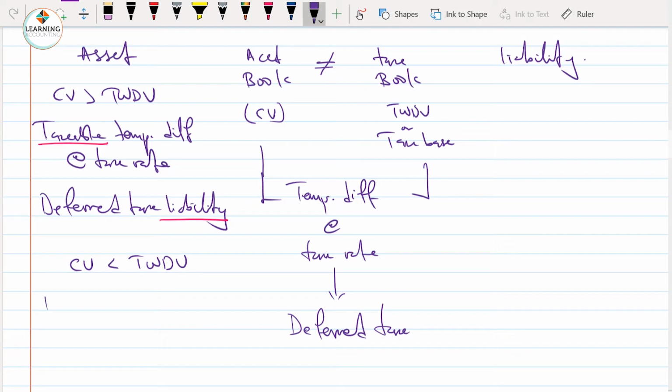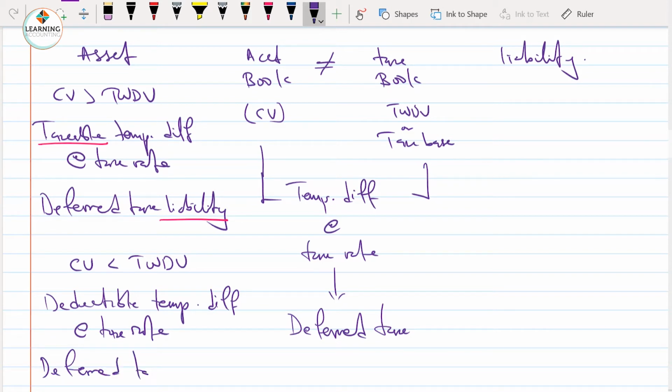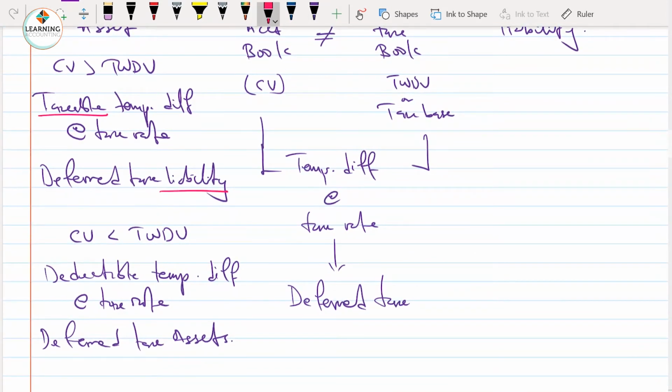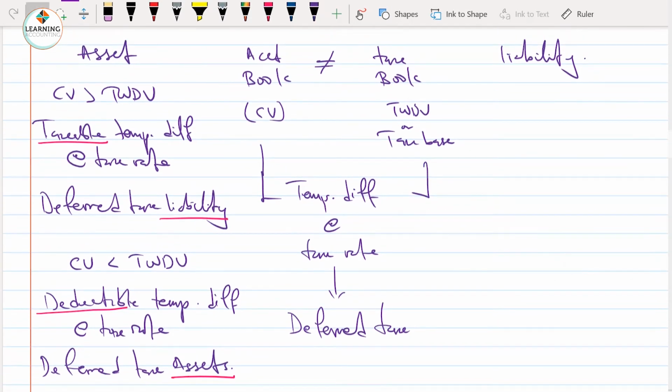On the other hand, where the carrying value is less than the tax written down value, in this case, it gives us what we call the deductible temporary difference. Again, application of your tax rate on this gives us a deferred tax asset. Of course, as you can see here, when you have a deductible, it gives rise to an asset.